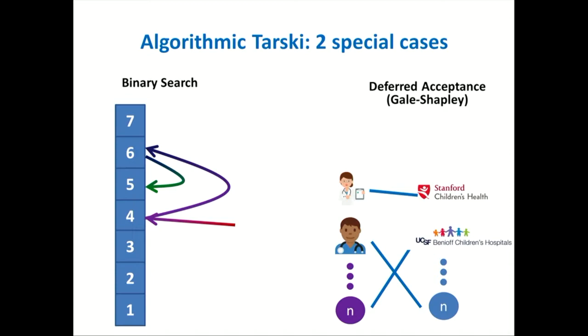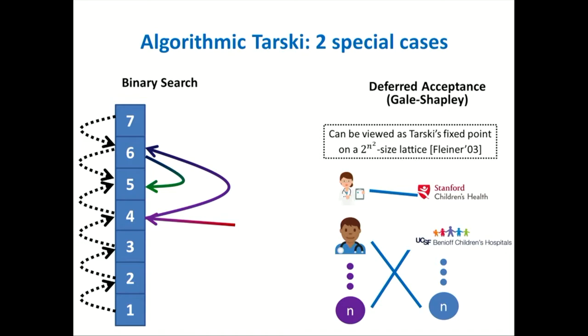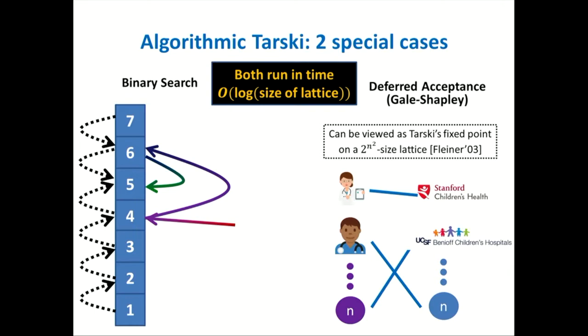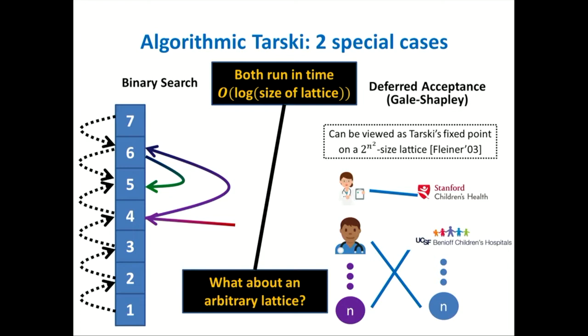Here are two special cases where we can actually find the fixed point efficiently. If the lattice is just a line, then binary search finds the fixed point of f. There is a very complicated lattice of size 2 to the n squared, where the deferred acceptance algorithm finds a fixed point of this lattice. And in both cases, the algorithm runs in time that is logarithmic in the size of the lattice. And my question is, what if you have a general lattice, or even general n to the d, can you find the fixed point efficiently?